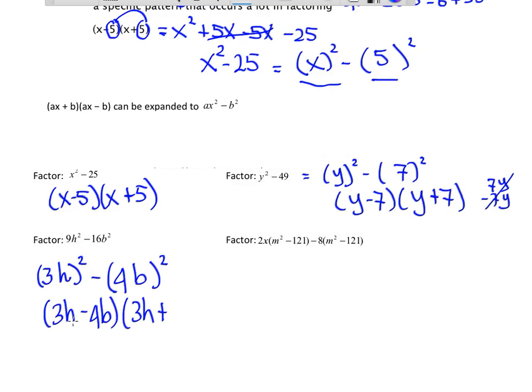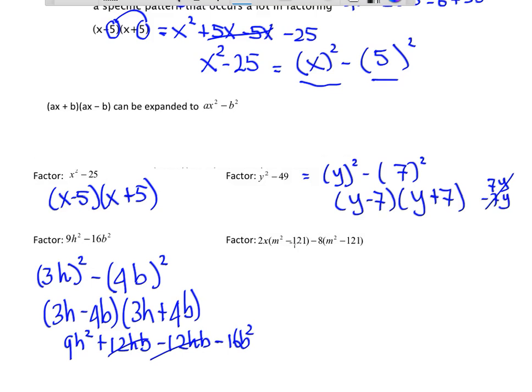If you're not super comfortable, FOIL it out. See what you get. 3 times 3 is 9, so that's 9h squared, plus 3 times 4 is 12, 1h and 1b, minus 4 times 3 is 12, 1b and 1h, and you can already see cancellation there. And then the last one is minus, and 4 times 4 is 16, and then you get b squared. And they do cancel, so it worked.